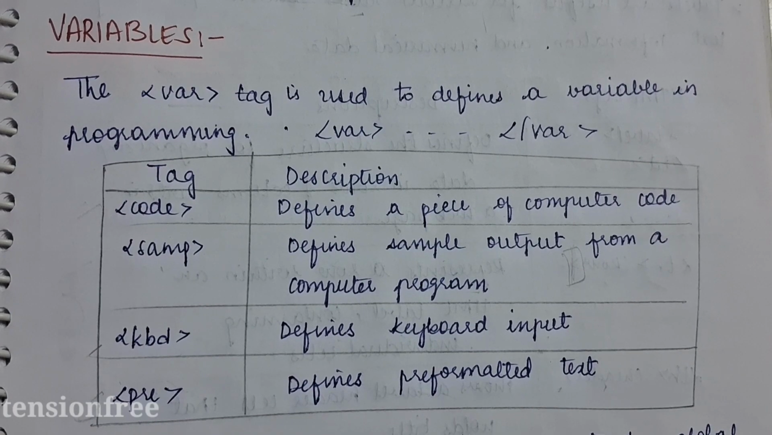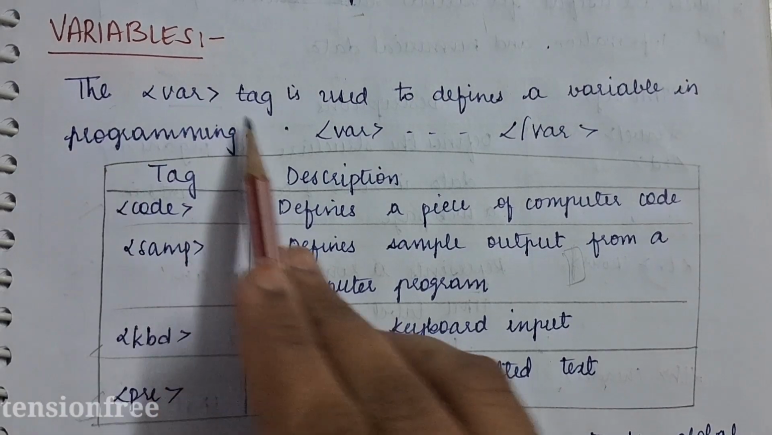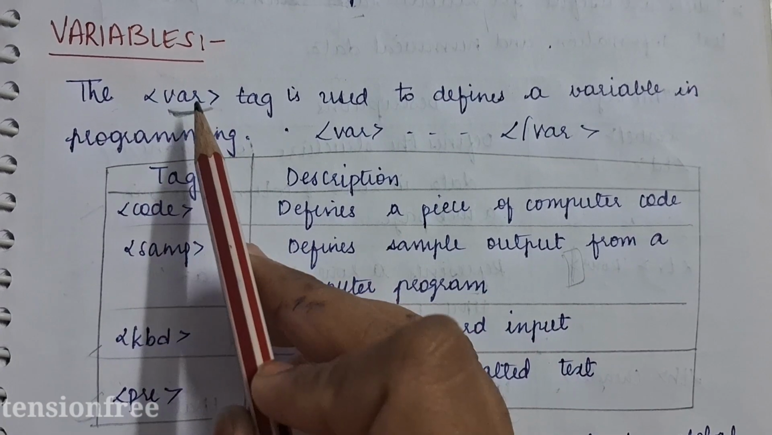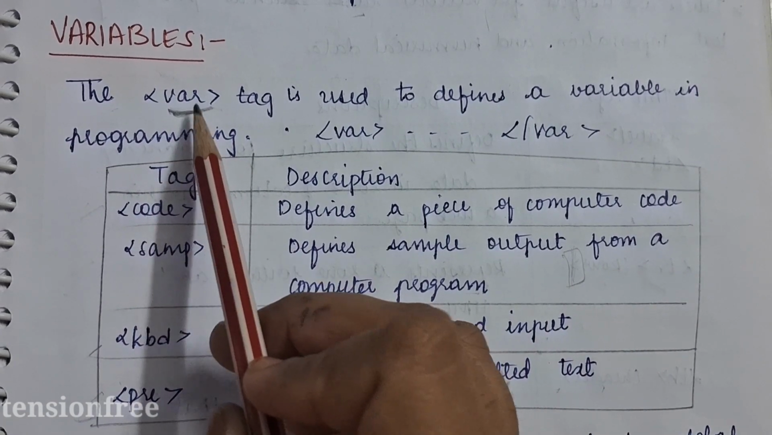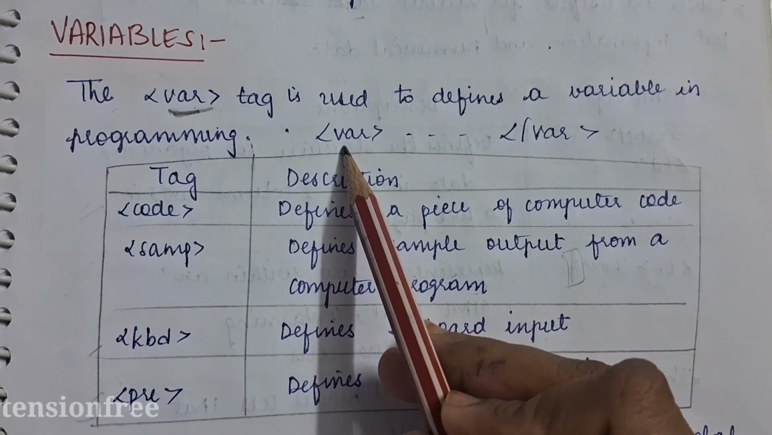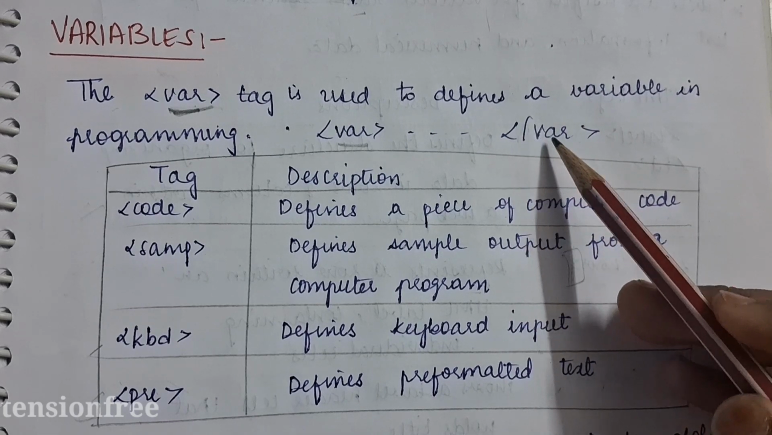As we are seeing what the HTML elements are, we completed HTML tags, links, lists and even tables. Coming into this video, we're going to discuss what the HTML variables are. A var tag is used to define a variable in programming. This var tag is used to define variables in HTML programming. Look at the opening tag is var and the closing tag is /var.